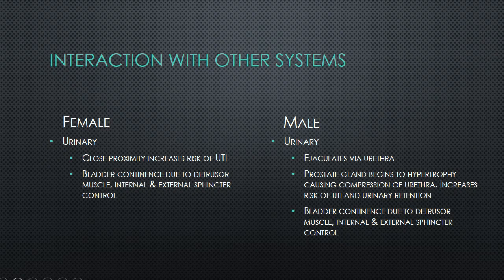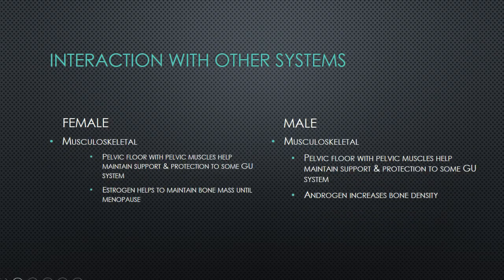The man's prostate gland will become larger as they get older, and this causes compression of the urethra, and it increases the risk of UTI and urinary retention. Men should not have a lot of UTIs because their urethra is so much longer, but as the prostate gland gets larger, it does increase that risk. And then they also have bladder continence due to internal and external sphincter control and the detrusor muscle.